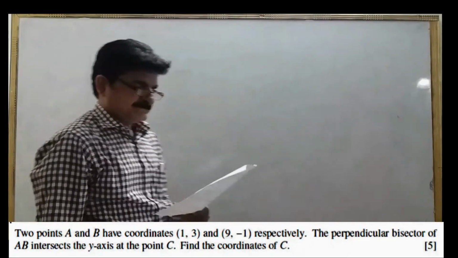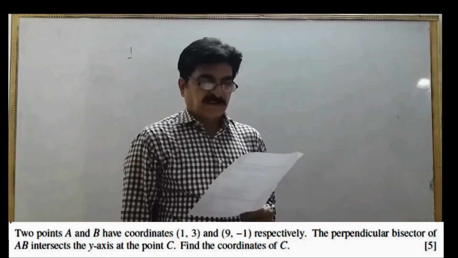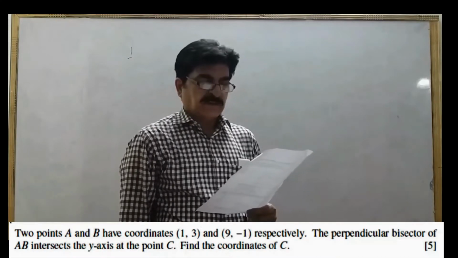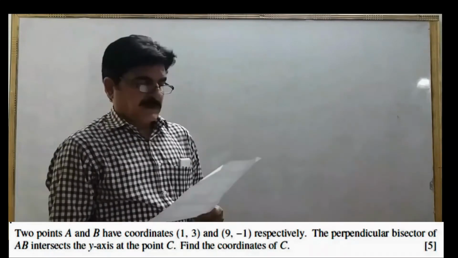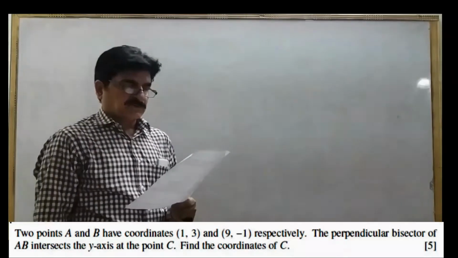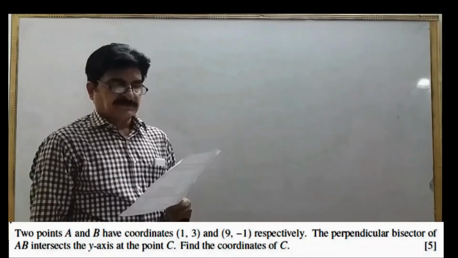Question 1, read the statement. Two points A and B have coordinates (1, 3) and (9, -1) respectively. The perpendicular bisector of AB intersects the y-axis at the point C. Find the coordinates of C.